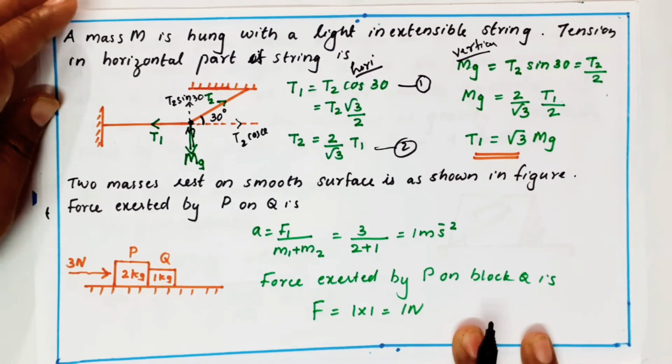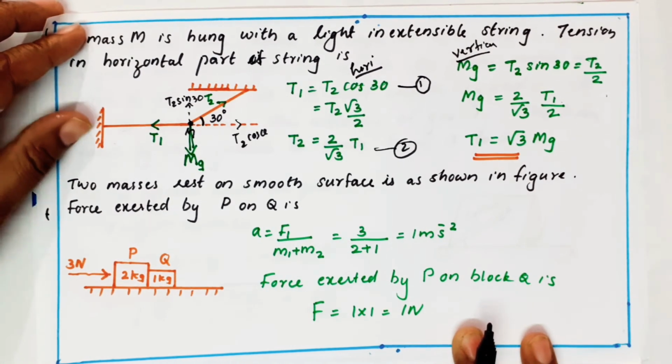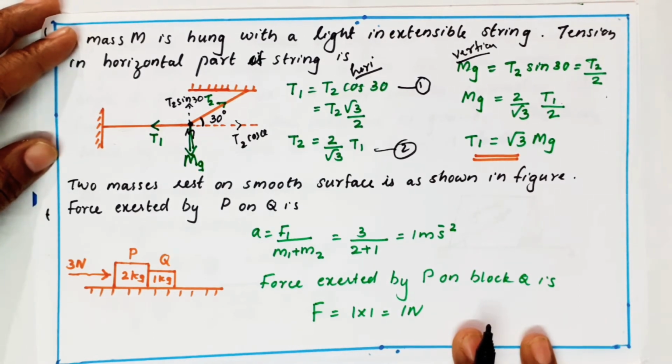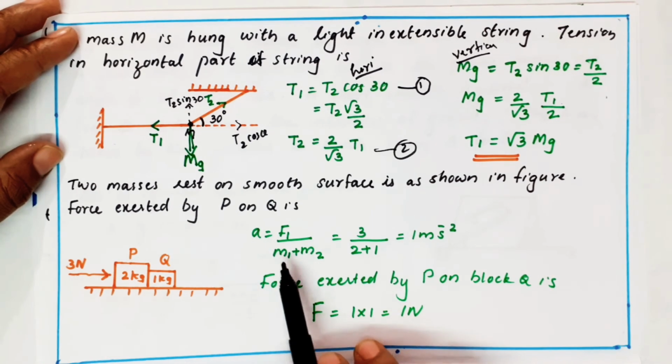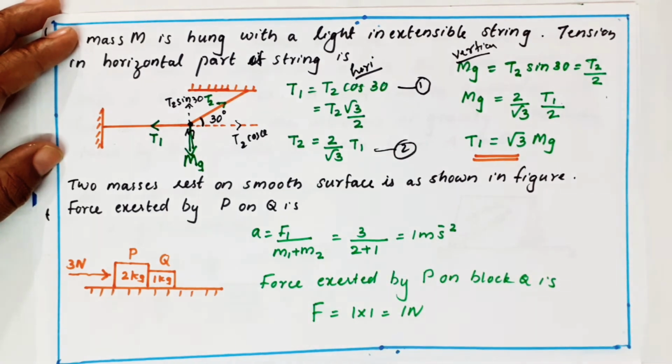Now, next also simple question. Two masses rest on a smooth surface as shown in the figure. Force exerted by P on Q, this type of question is about contact forces. First you find out the total acceleration of the system. That is a equals F1 by (m1 plus m2). So 3 by (2 plus 1), that is 1 meter per second squared.